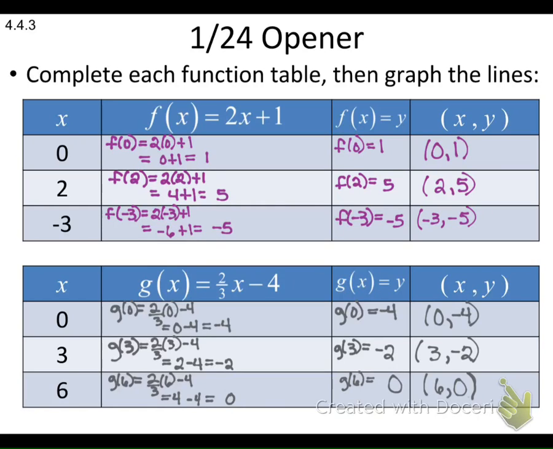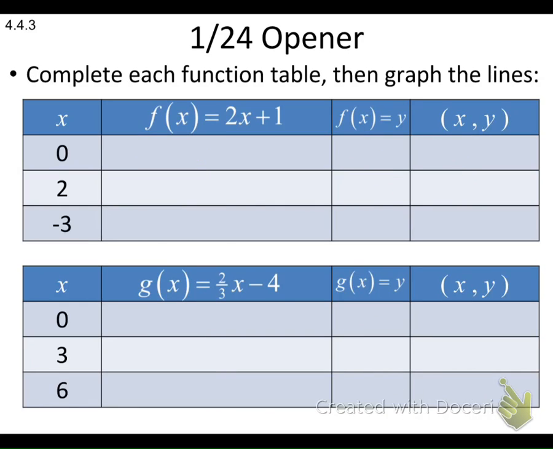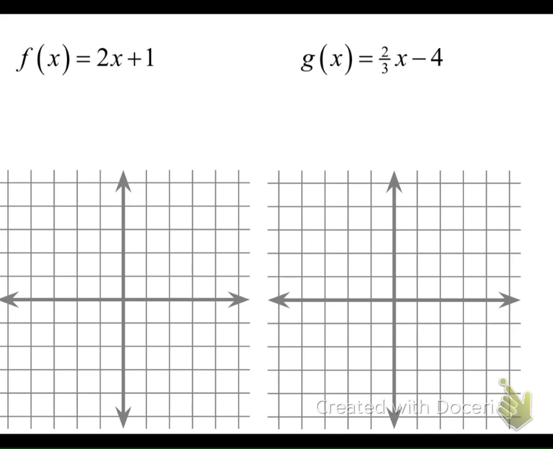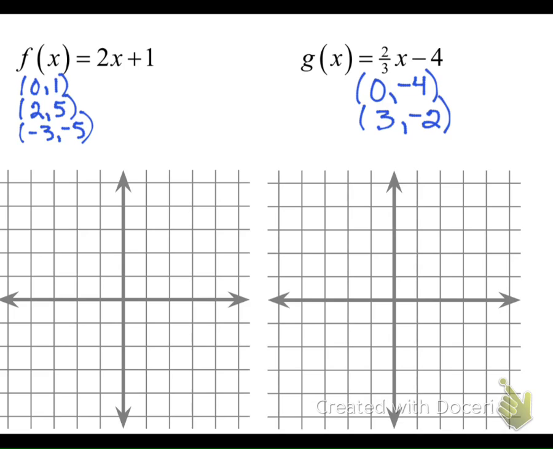Let's look on the back side now. Okay, first thing I need are my ordered pairs for my function table. So I'm going to use Deontay's real fast. Hey guys, focus. So we have 0, 1, 2, 5, -3, -5. I'm going to go ahead and write them out for my second one as well.